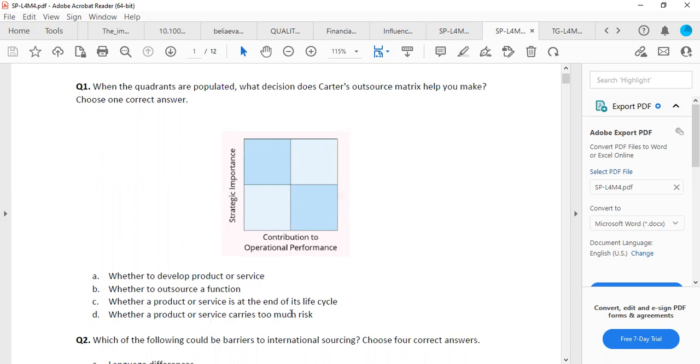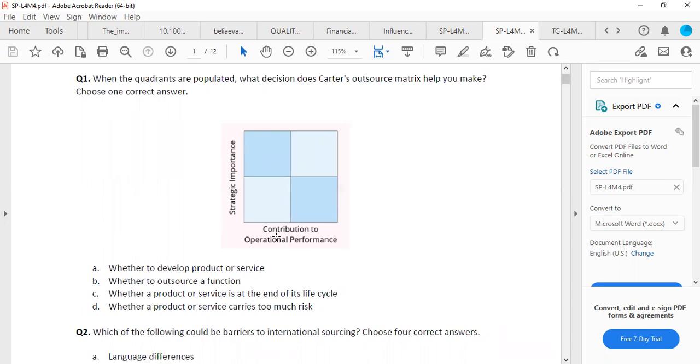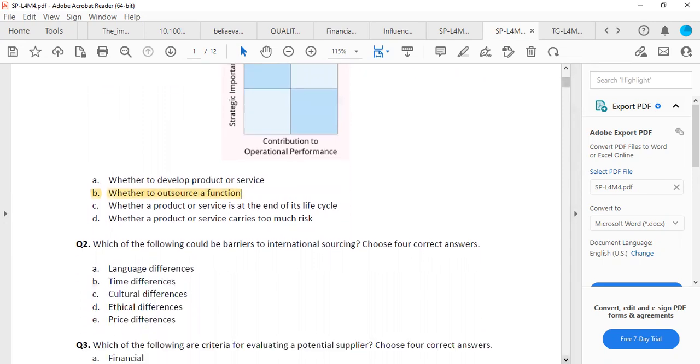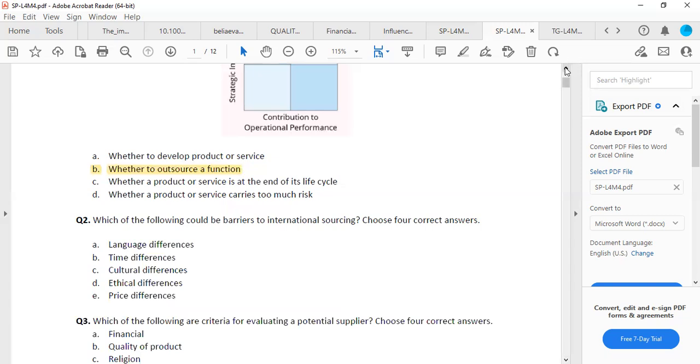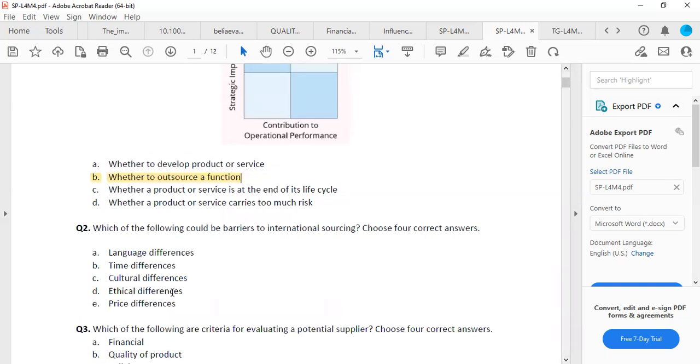A, whether to develop a product or service. B, whether to outsource a function. C, whether a product or service is at the end of its life cycle. And D, whether a product or service carries too much risk. What is the appropriate answer? I think it's B. Okay, so whether to outsource a function. So that is the correct answer because it helps us to know which function to outsource.